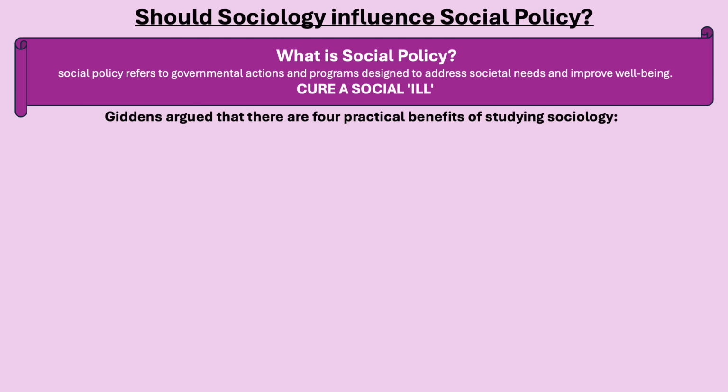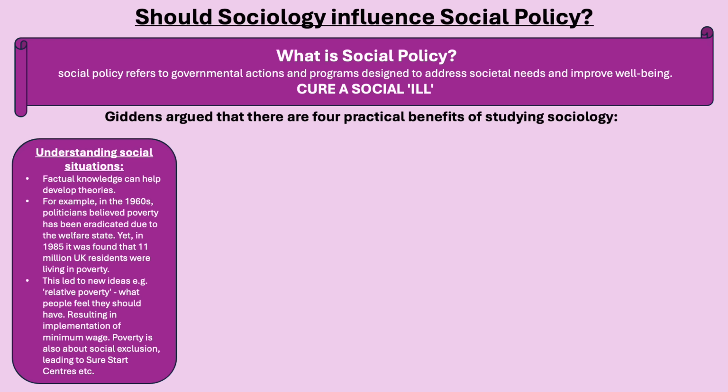Giddens argued that there are 4 practical benefits of studying sociology. So the first one being understanding social situations. Factual knowledge can help develop theories. For example, in the 1960s, politicians believed poverty had been eradicated due to the welfare state. Yet in 1985 it was found that 11 million UK residents were living in poverty.